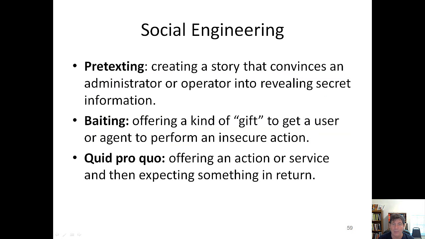So the last thing I want to talk about is social engineering. Sometimes attackers use pretexting, which is creating a story that convinces an administrator or operator into revealing secret information. Baiting is offering a kind of gift to get a user or agent to perform an insecure action. And quid pro quo is offering an action or service and then expecting something in return.